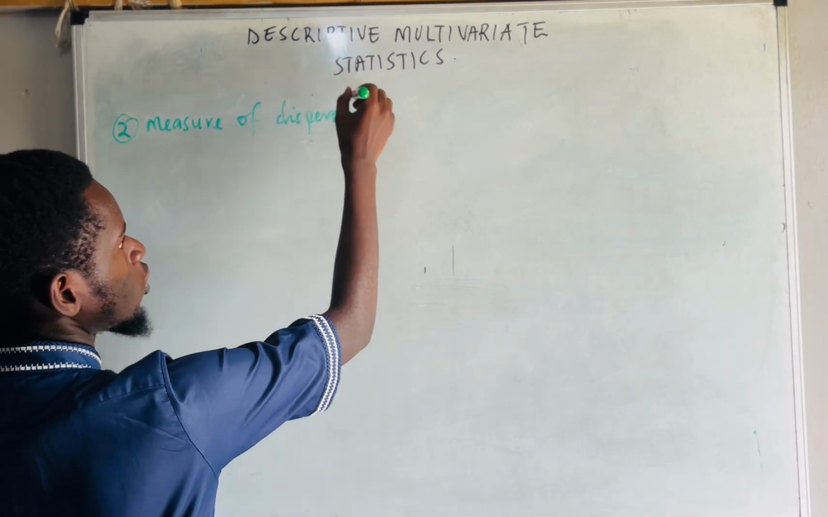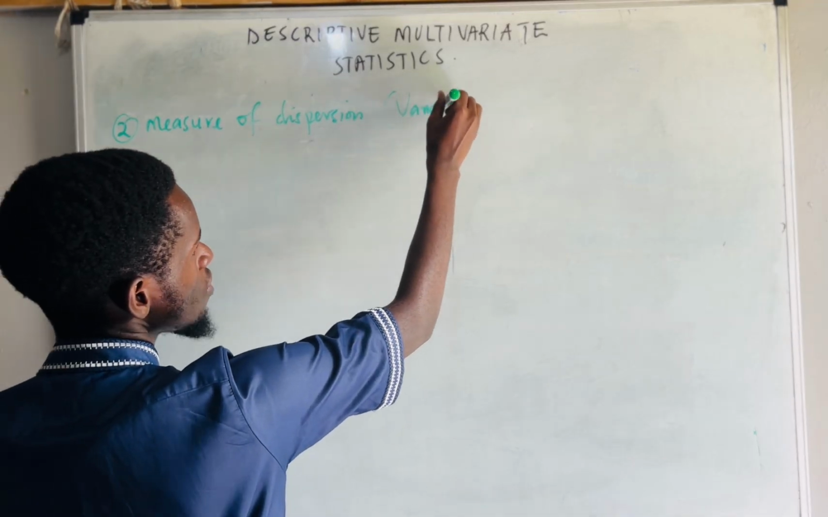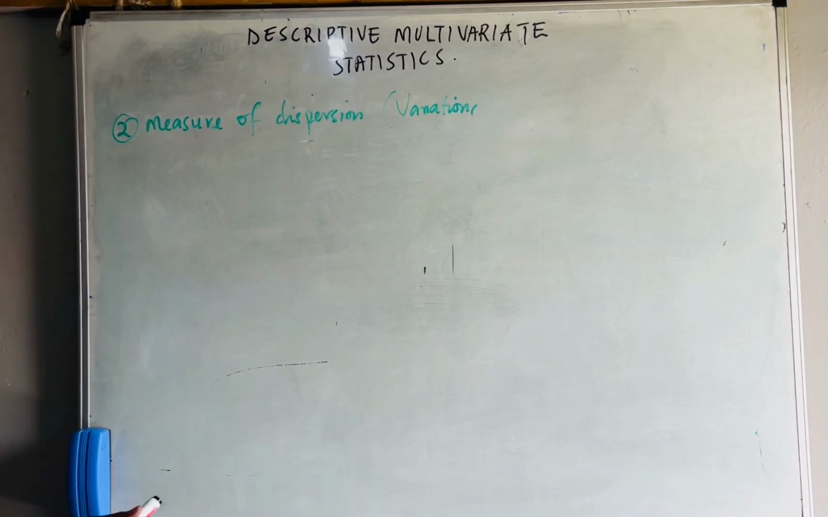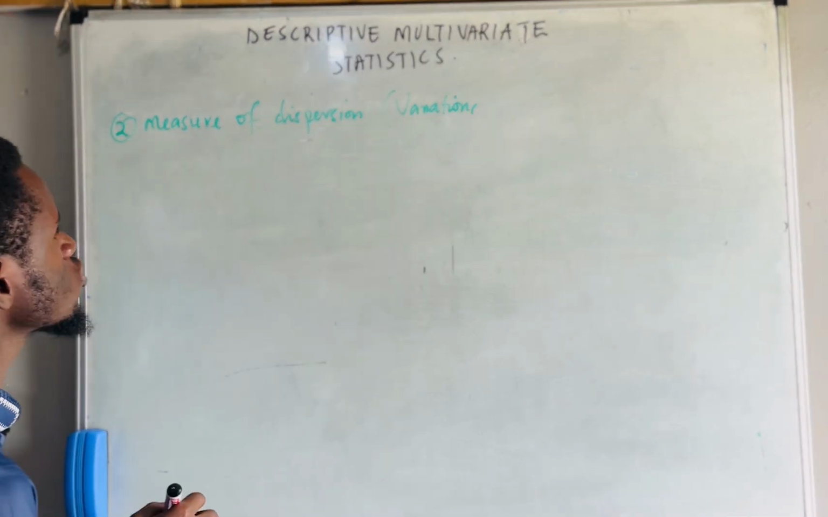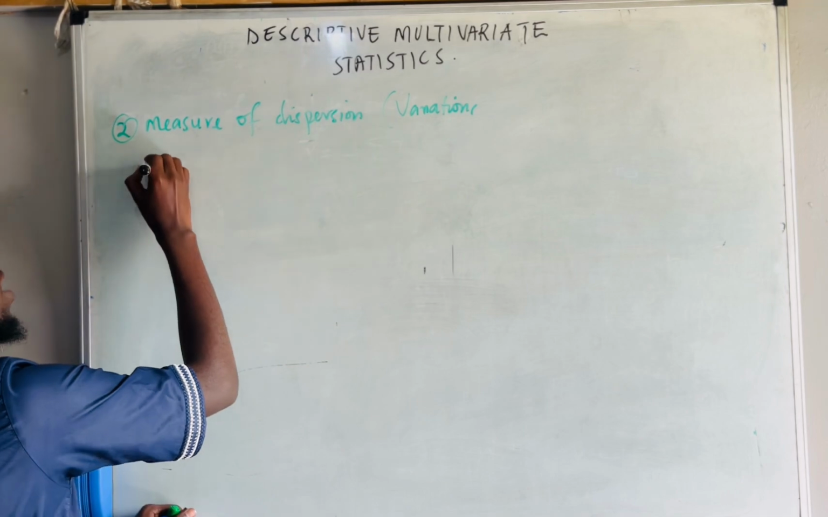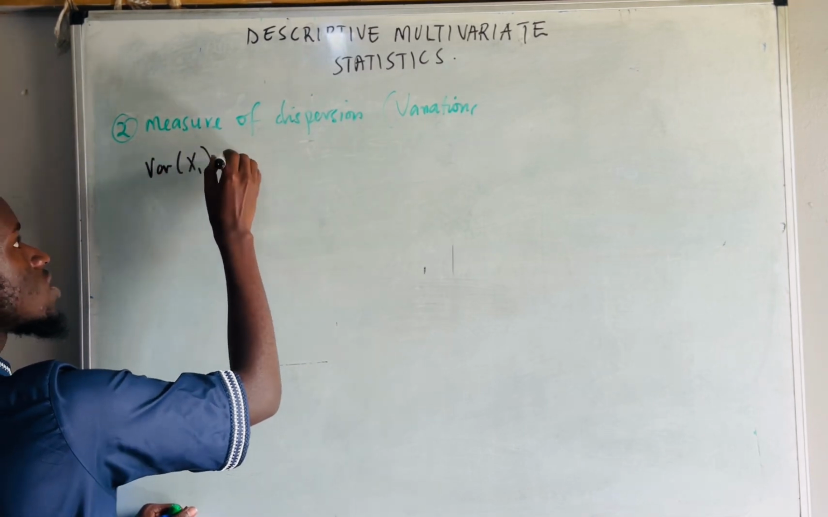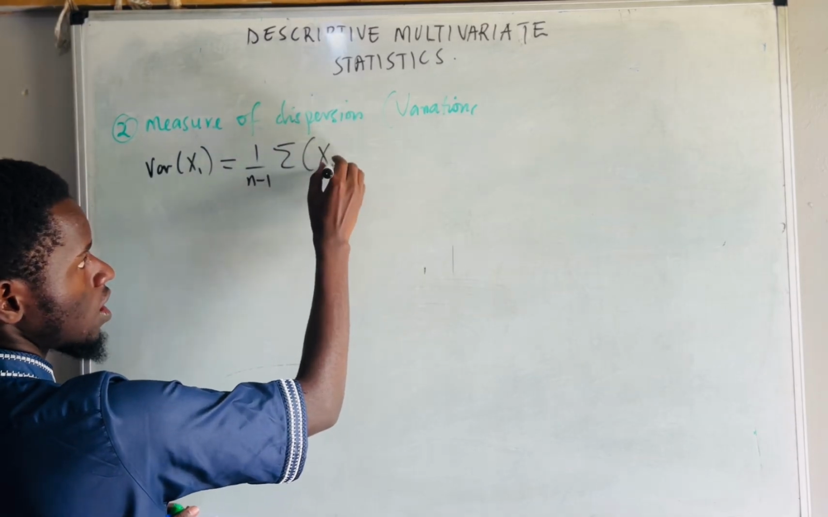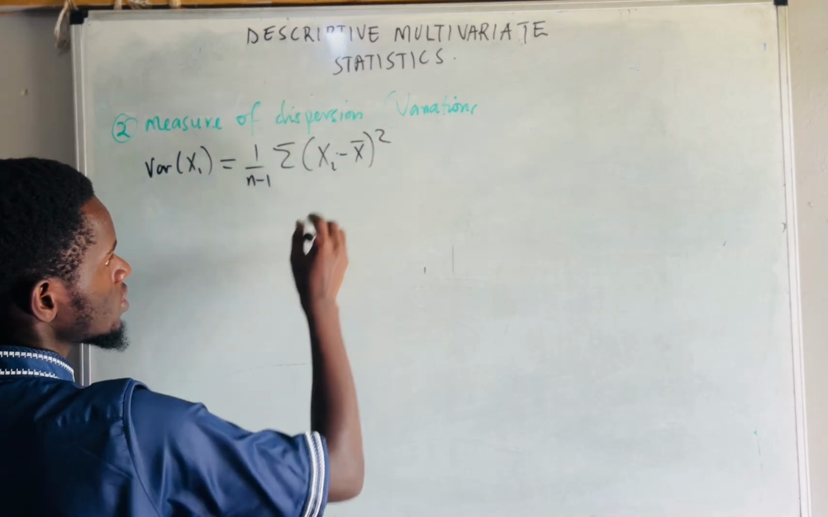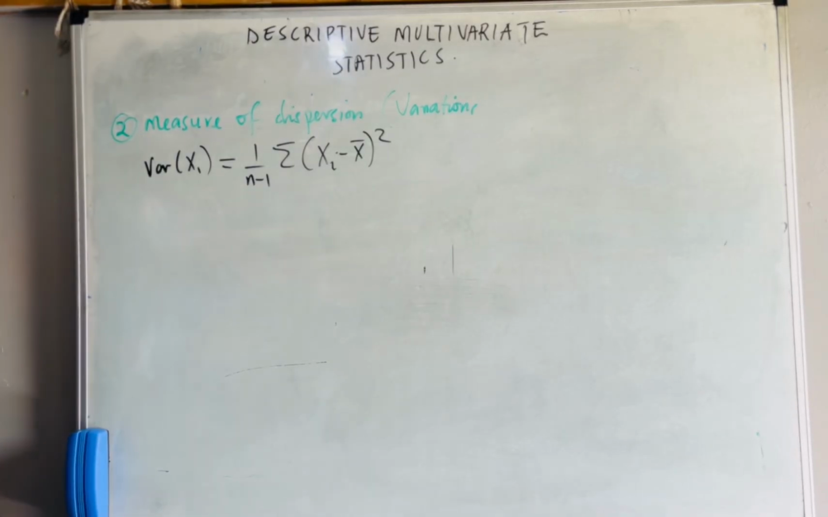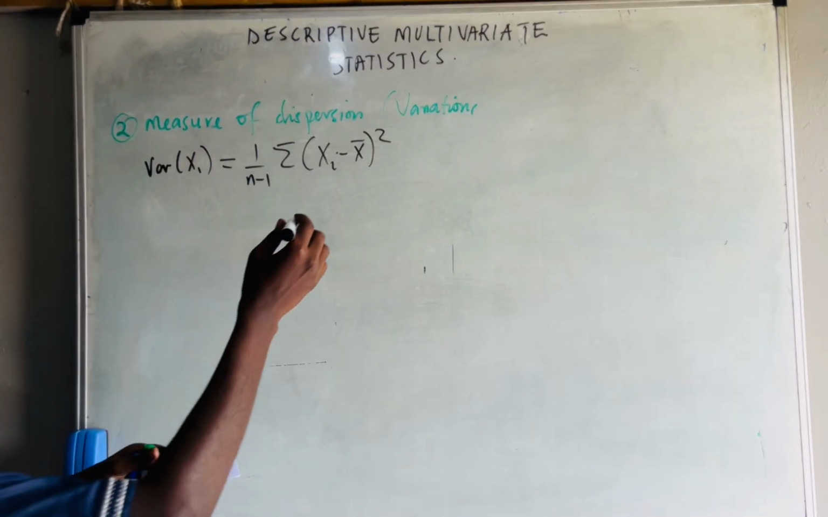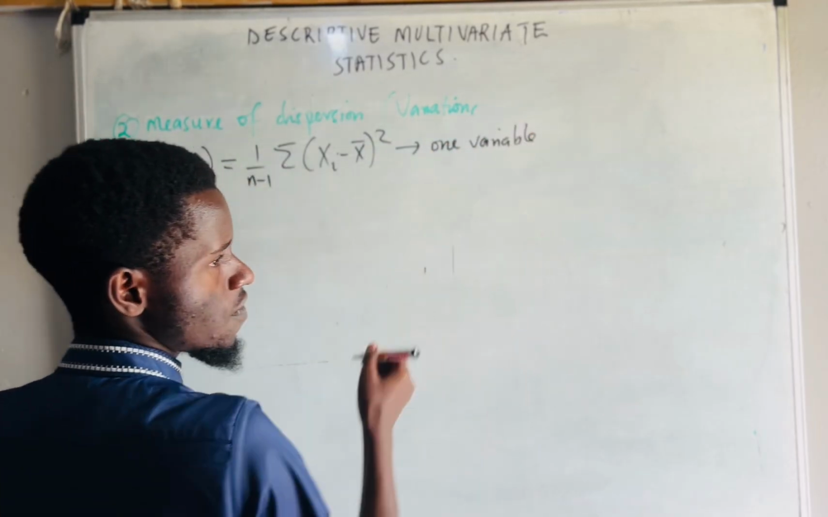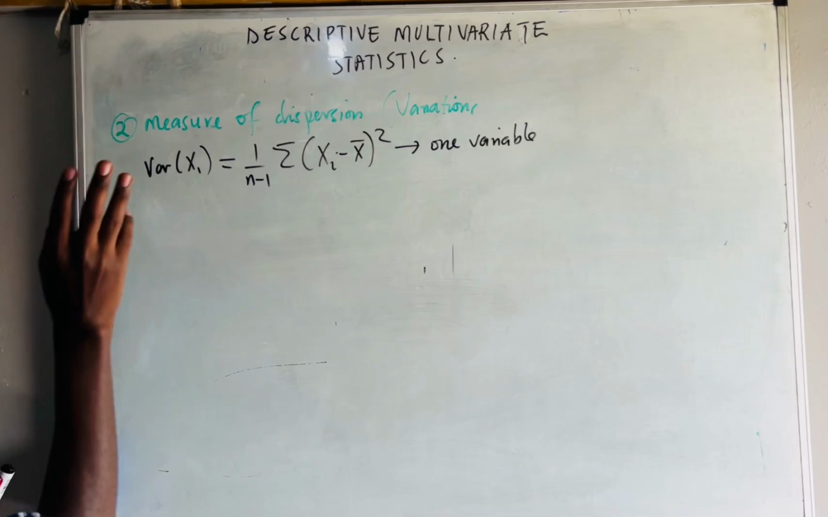For the measure of dispersion, we're talking about variation: how far apart are these variables from their means? Remember, when you have a single variable, the variance of x1 is always 1 over n minus 1 summation of xi minus its mean, squared. That is the formula we use when we have only one variable, to measure the variation of that variable.